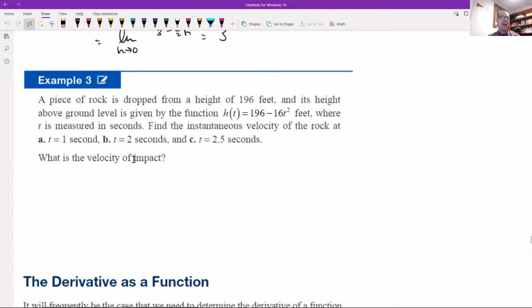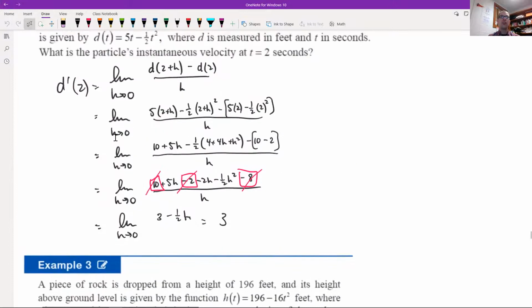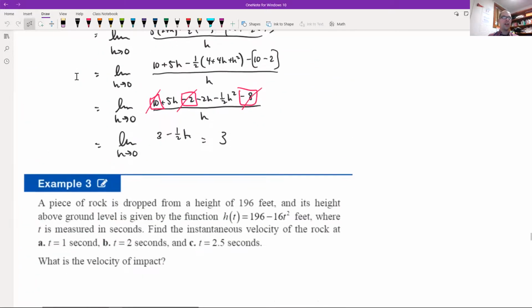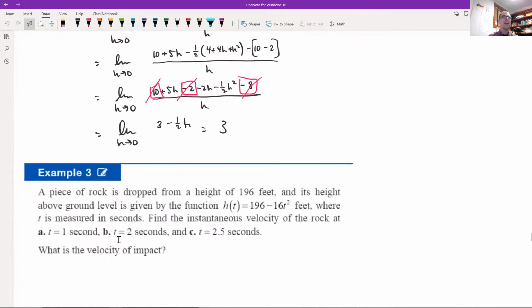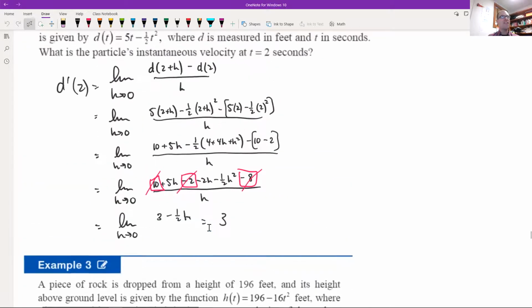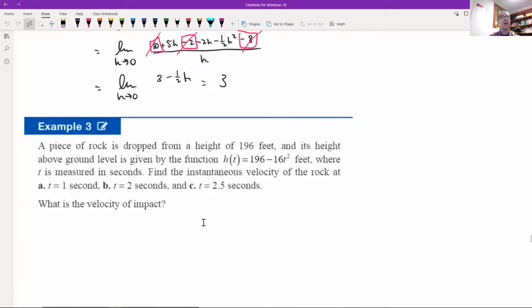If you think I'm going to do the limit definition of the derivative at a point for t equals 1 and do this whole thing, and then t equals 2 and do this whole thing, and t equals 2.5, do this whole thing, and then figure out which t value will make sure that we impact, and then do the whole thing a 4th time, not going to happen.